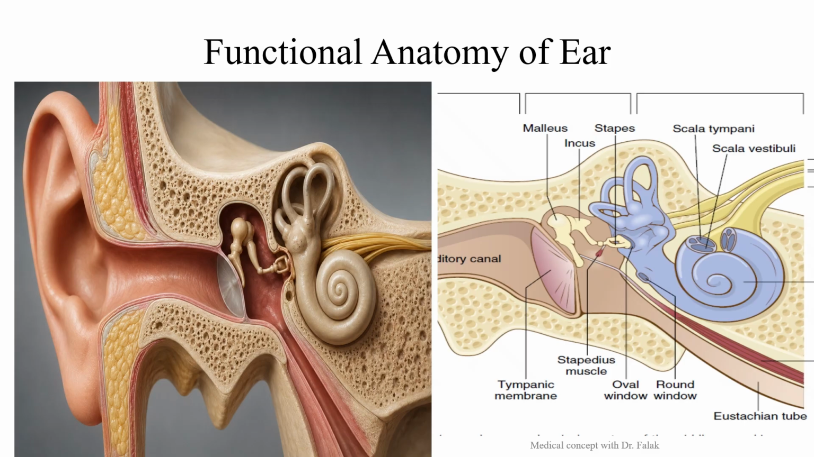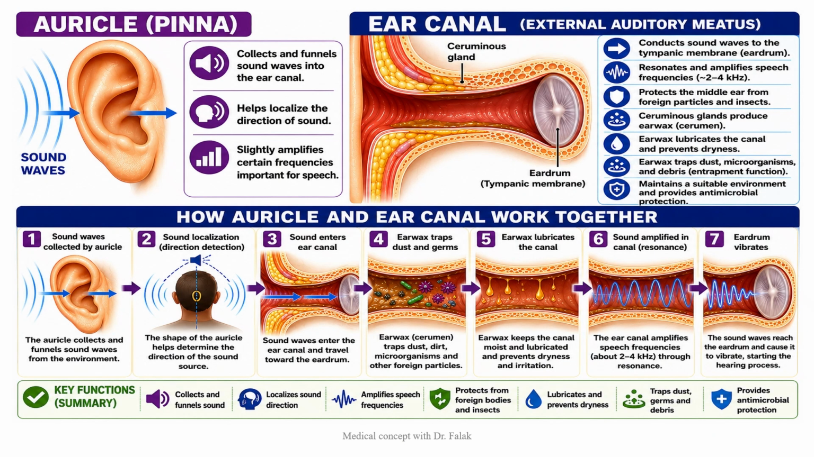the vestibulocochlear nerve. Now let's discuss the functions of the external ear. The first is the auricle or the pinna. It is responsible for the collection and funneling of the sound wave into the ear canal.